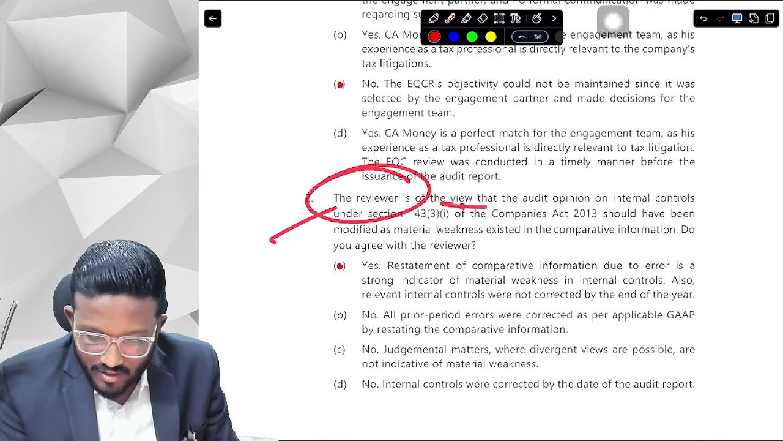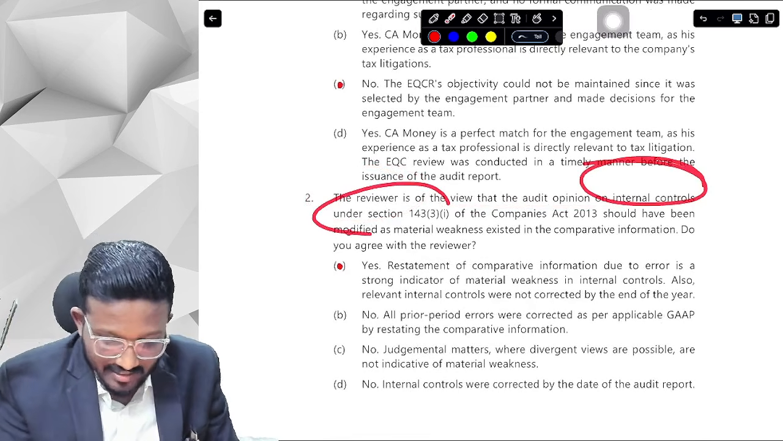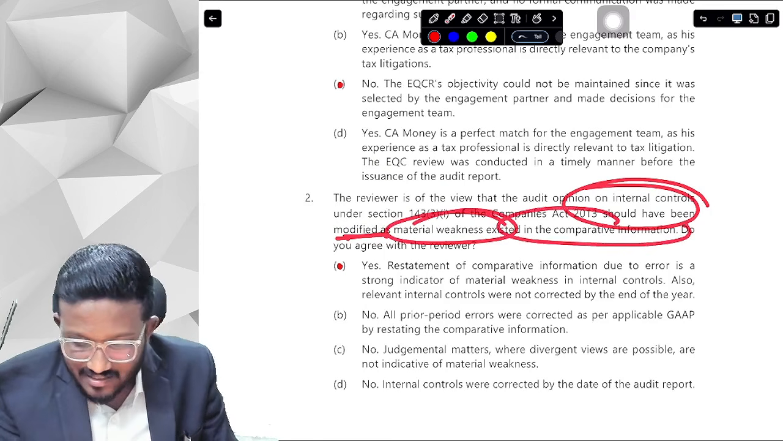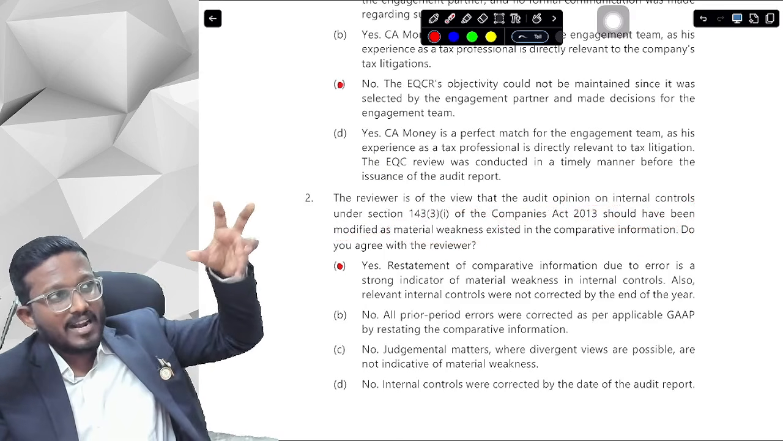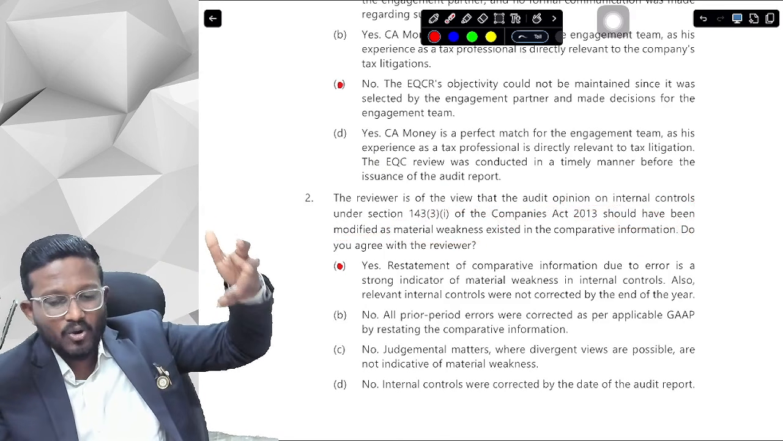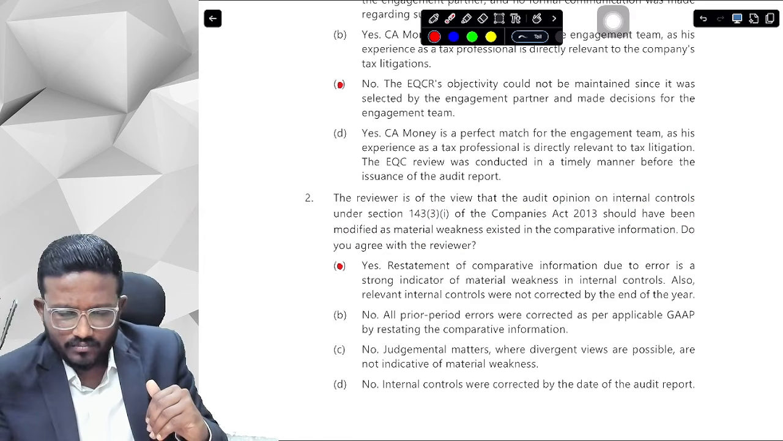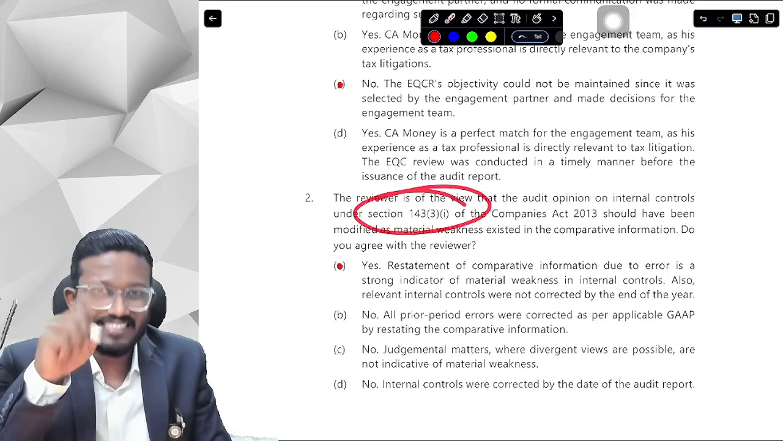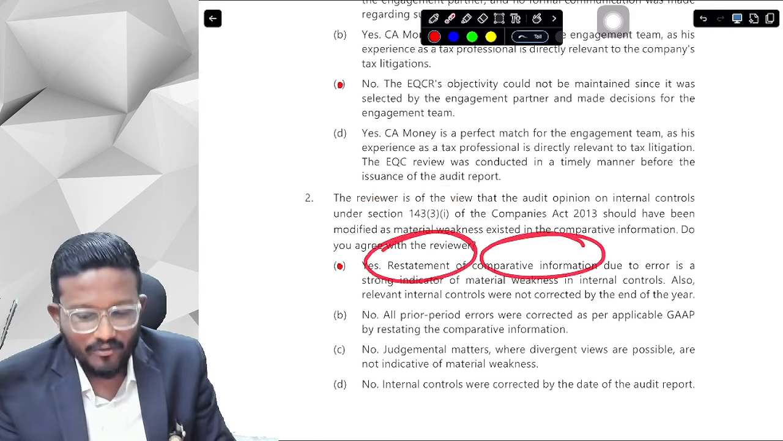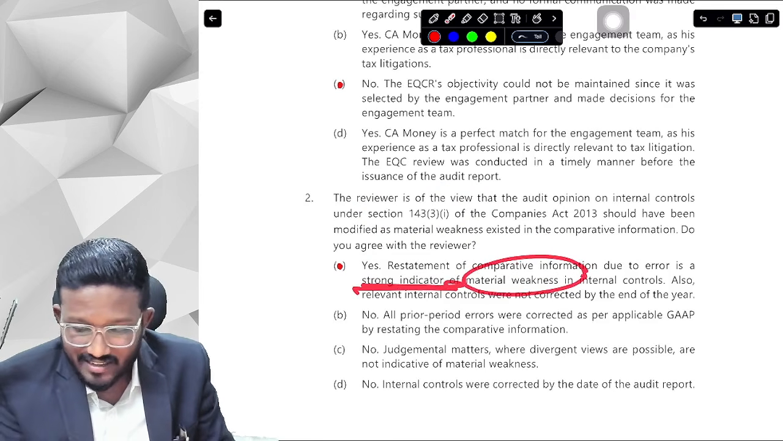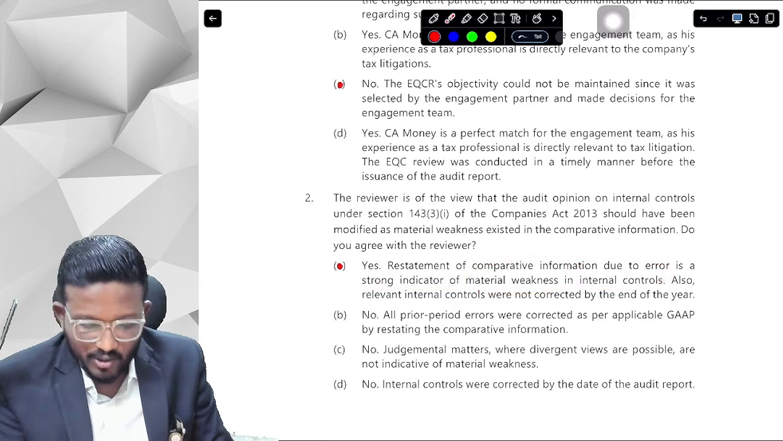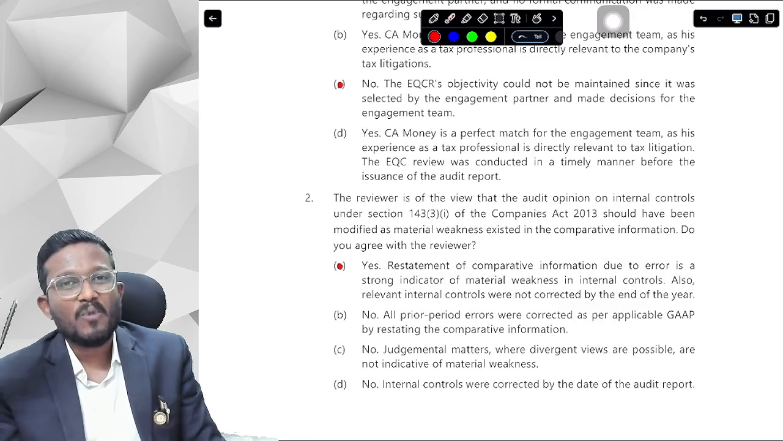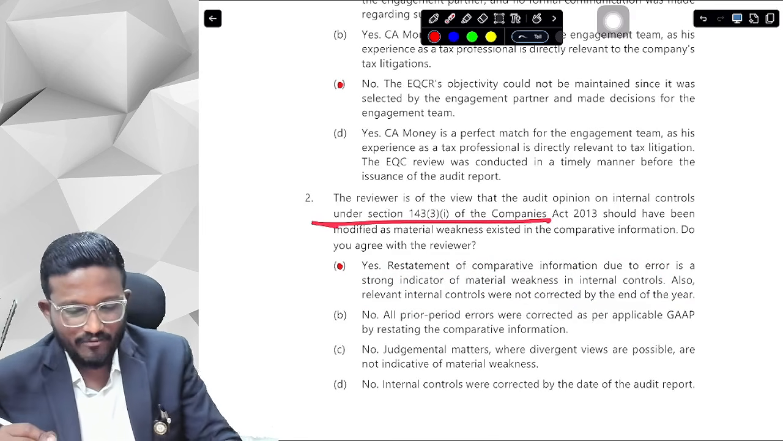The reviewer is of the view that the audit opinion on internal controls under section 143(3)(i) should have been modified as a material weakness existed in the comparative information. So if in the comparative information there is a material weakness in the internal control, do we have to modify our opinion on the internal control as per section 143(3)(i)? Yes, because the restatement of comparative information due to error is a strong indicator that there is a material weakness in internal control, and also the relevant internal controls were not corrected by the end of the year. Therefore, we will have to issue our modified opinion on internal control as per section 143(3)(i).